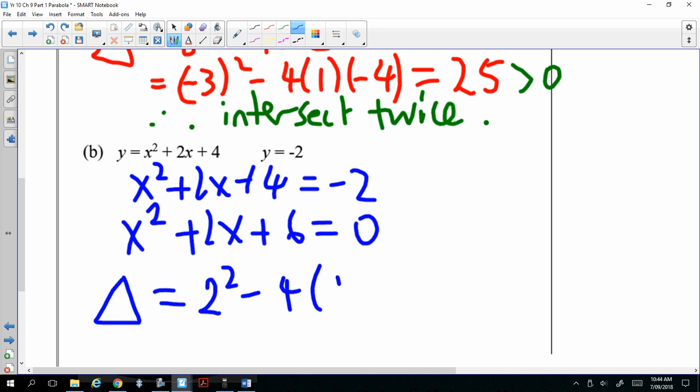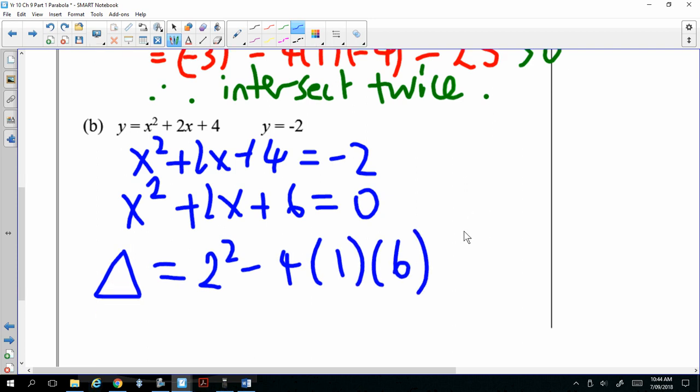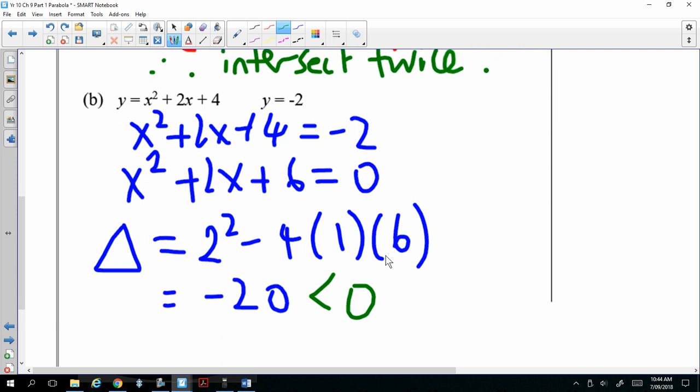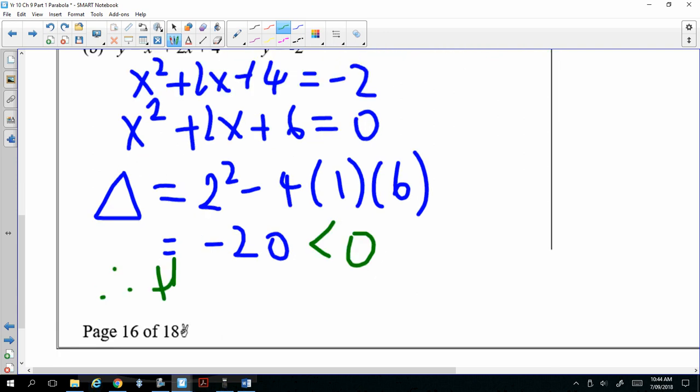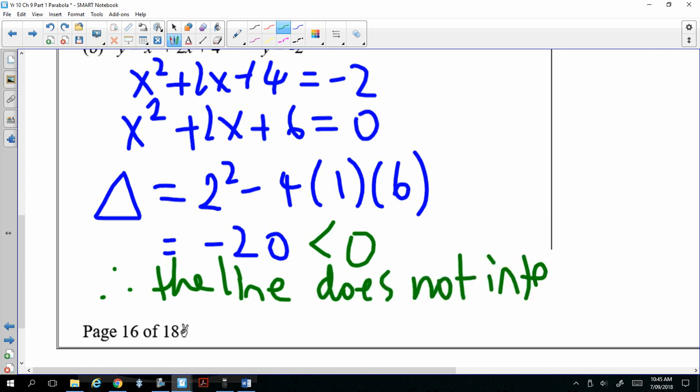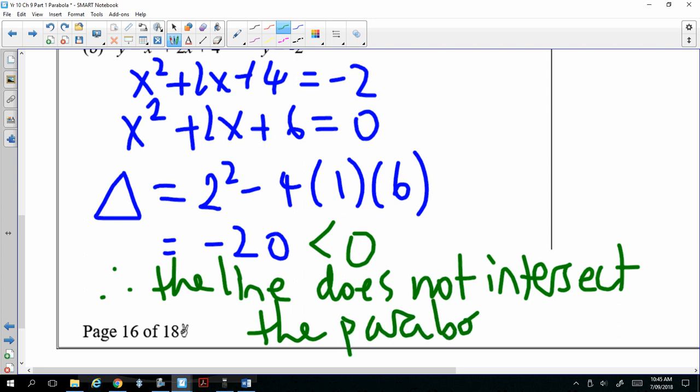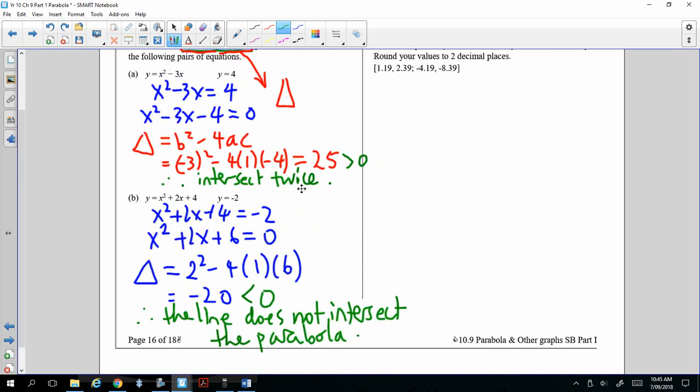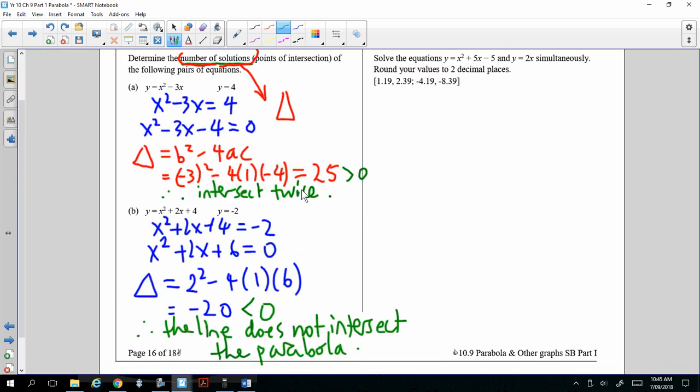And this time you'll get the answer negative 20. Now how many solutions would that be if the discriminant is negative? 0. So we say therefore the line does not intersect the parabola because it has no solution. Pretty easy. Okay, so that's all you have to do for that. Just find out how many solutions, how many points of intersection. Okay, and then we'll do one more.